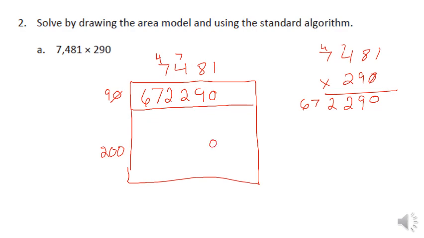Now the next one is 200 times 7,481. Well, we're going to put 2 placeholders there first because it's 200.